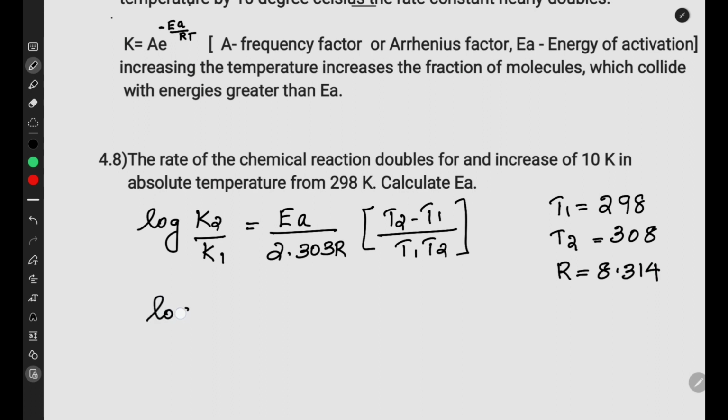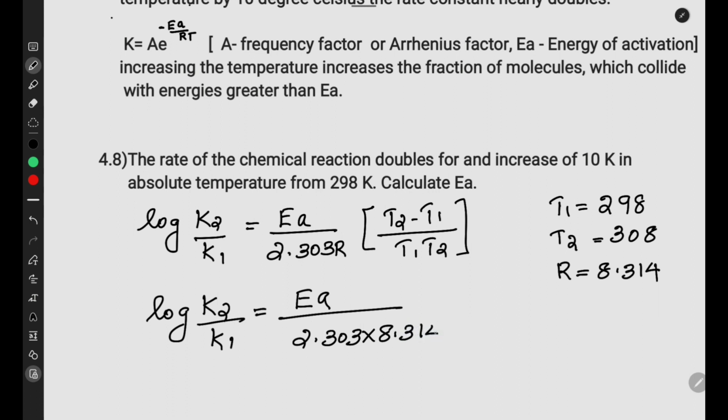So log K2 by K1 is equal to Ea by 2.303 R, that is Ea by 2.303 into 8.314, into T2 minus T1, 308 minus 298 by T1 T2, that is 298 into 308.